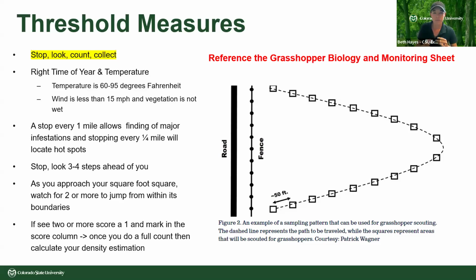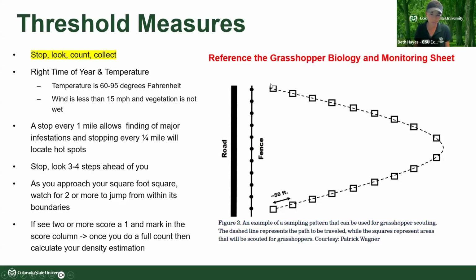One of the biggest parts of this is knowing temperature. Grasshoppers are very temperature specific on when they're going to move. So the ideal counting temperature and ideal management temperature for grasshoppers is that 60 to 95 degree range. For most of us, they're not going to really be active until it's at least 80 degrees as far as movement goes. The wind has to be less than 15 miles per hour. And if things are super wet, like if it's about to rain or it just rained, they're really not going to move around. You're not going to get an accurate count.